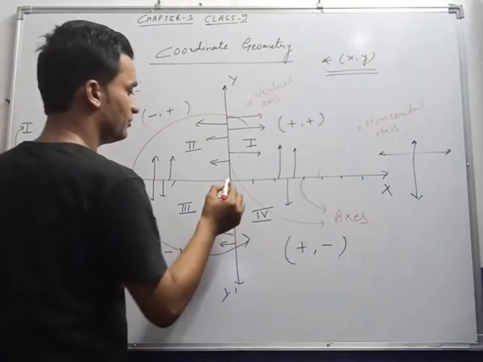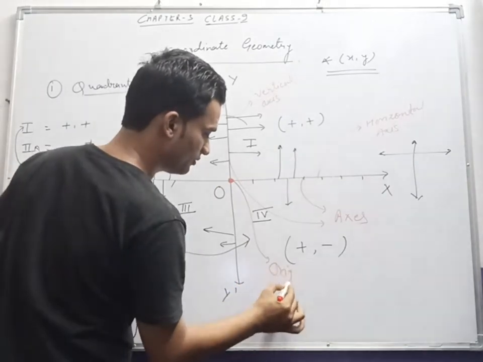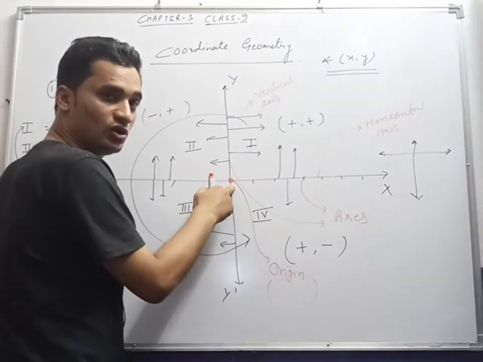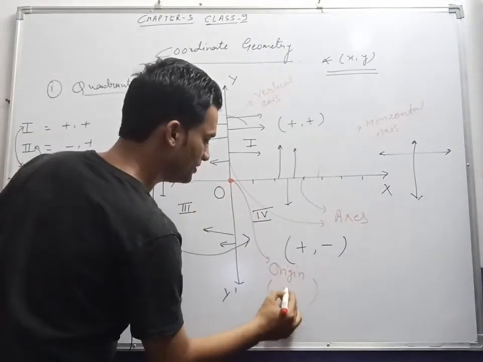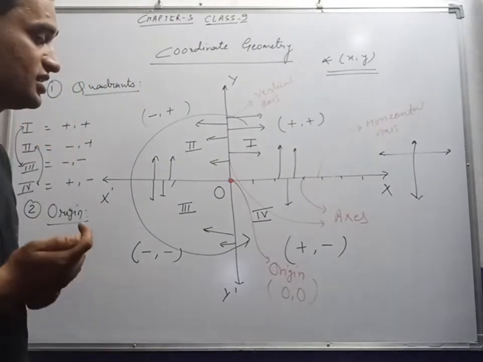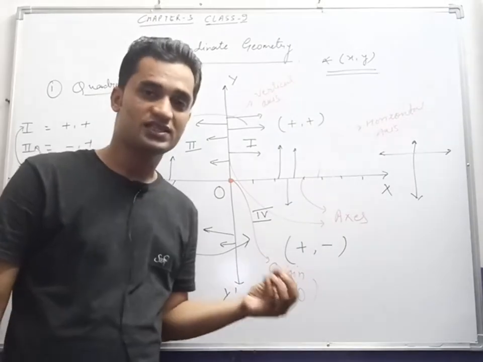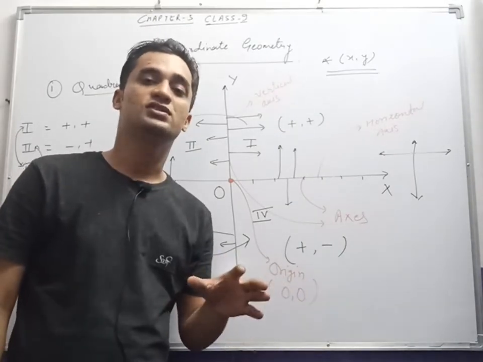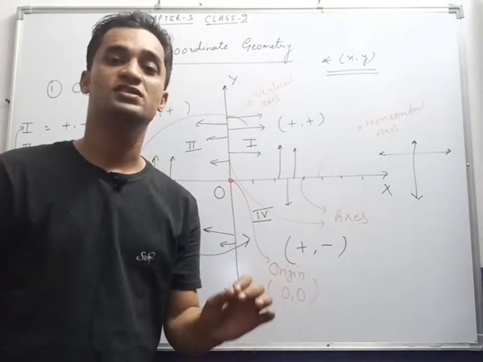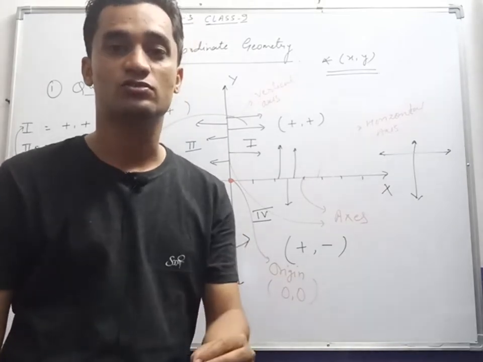So this will be origin. As you can see here, x is 0 and y is also 0. It means the coordinates of origin are 0, 0. Very important. It always comes in exams that the coordinate of origin is 0 comma 0. It means at the origin the value of x is 0 and the value of y is also 0.